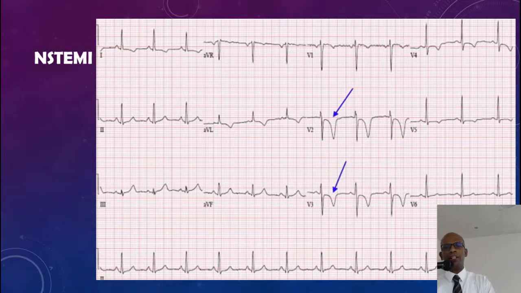Here this patient presented with typical chest pain, and the ECG changes are like this. We did the troponin, and it was only marginally elevated. So we might think it is only a small issue, and we might send the patient home on an outpatient basis.